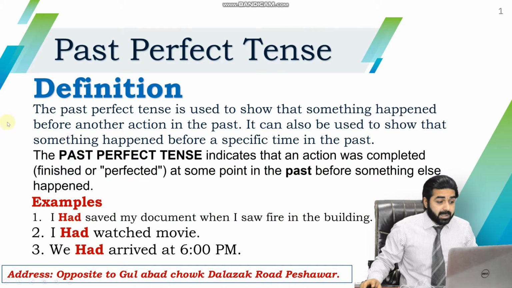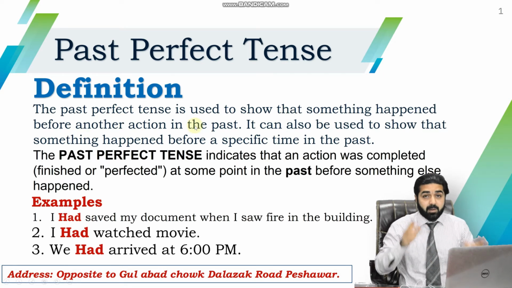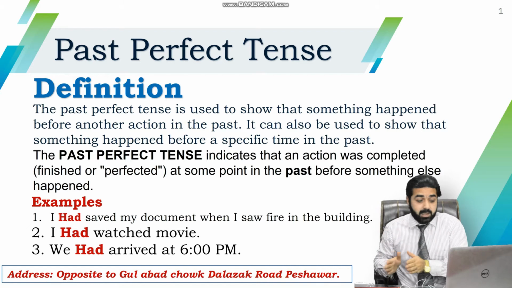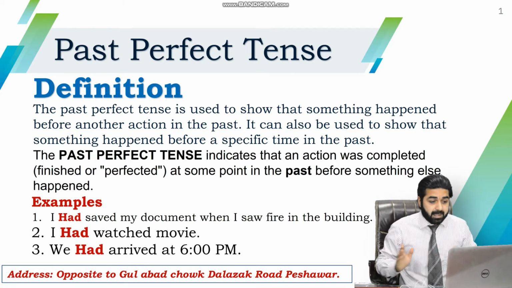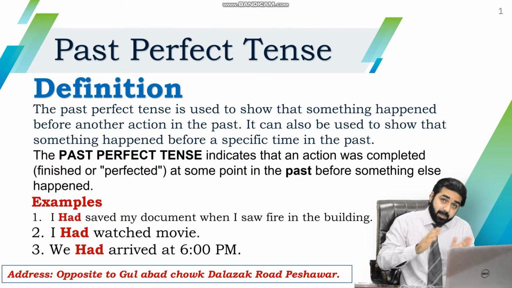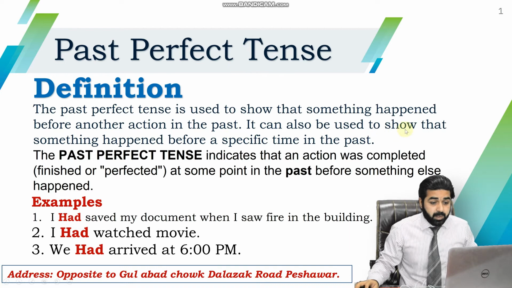So ये example था. पहले line के लिए the past perfect tense is used to show that something happened before another action in the past. Remember, fire in the building is one action, and he had saved his documents. This is another action. Both actions are completed, but one action is completed before another action. Remember this one.